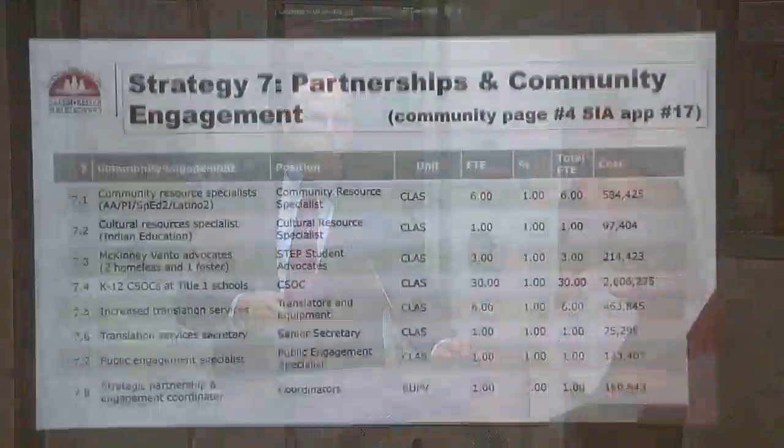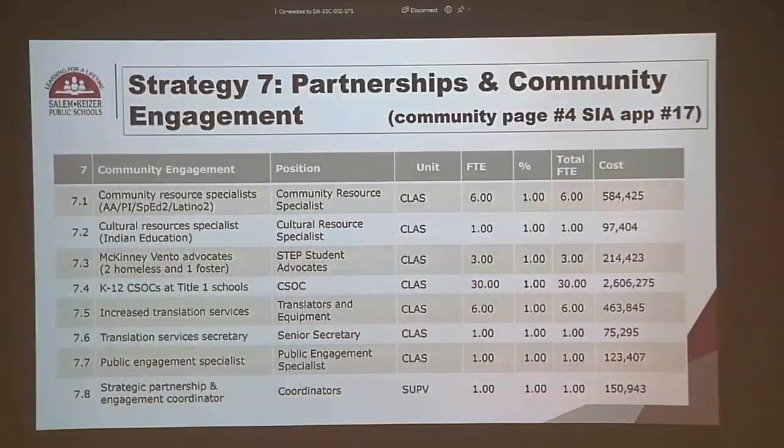So here are the numbers associated with all of these actions. Our community resource specialists targeting specifically African American, Pacific Islander. Our student services, when we did our listening sessions with families who have students who qualify for student services, we heard from them that they need a community resource person that reaches out to them to help them navigate the school system as well. So we are going to hire 2 of those.